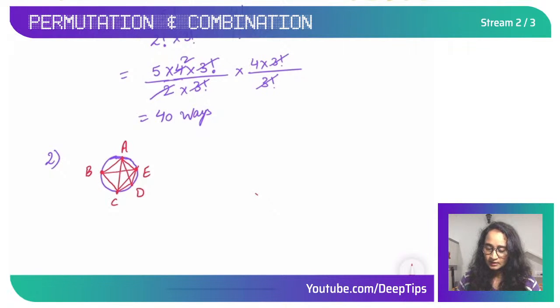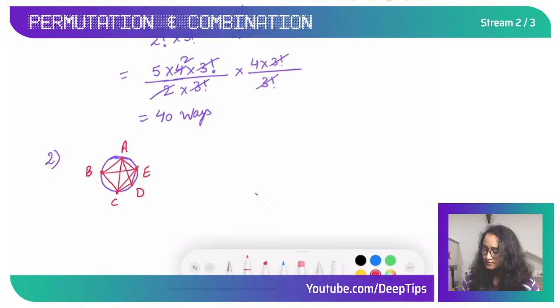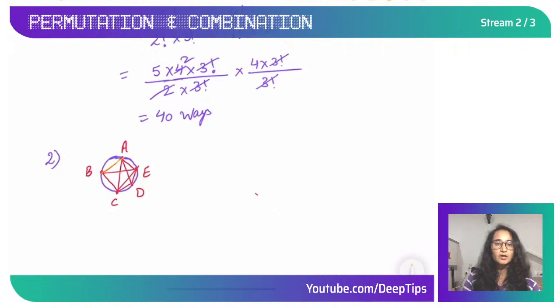So students, when this type of question comes, it's very clear that it is a combination, because whether I draw a chord from A to B or from B to A, it is one and the same thing. A to C or C to A is the same thing. So order doesn't matter here. I'm using this phrase again and again: unordered selection, or order doesn't matter, for combination.